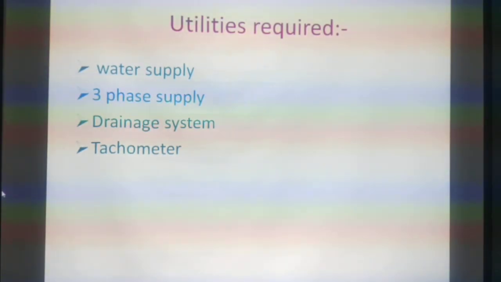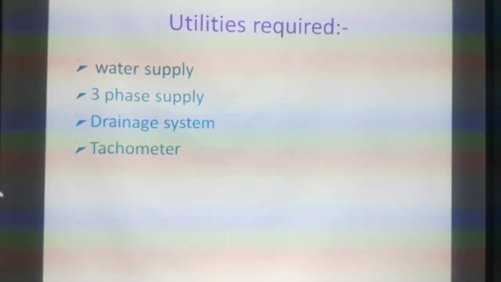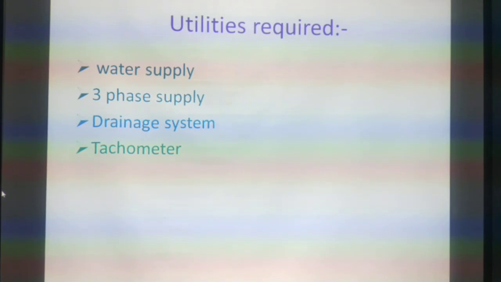Next, these are the things we require to find the efficiency of the Francis turbine. This is your water supply. We need a water supply, a 3-phase current supply, your drainage system, and a tachometer to find the RPM of the runner.